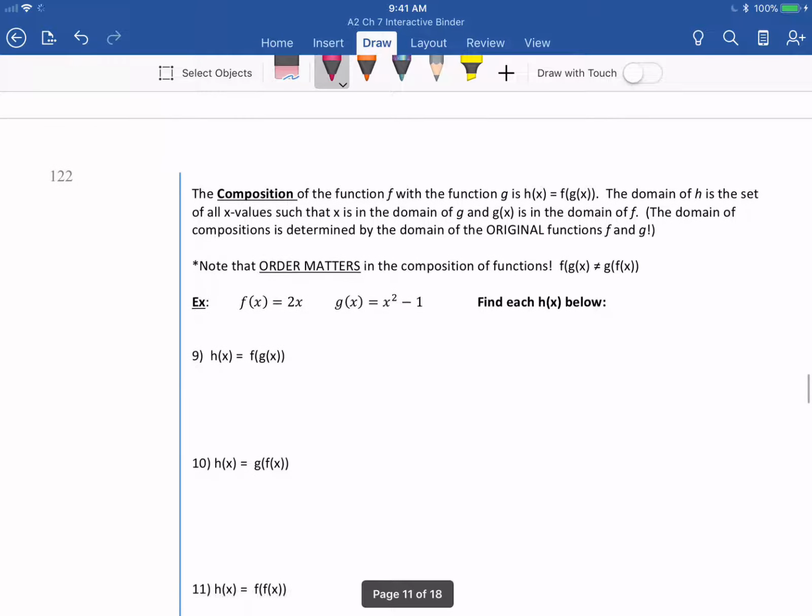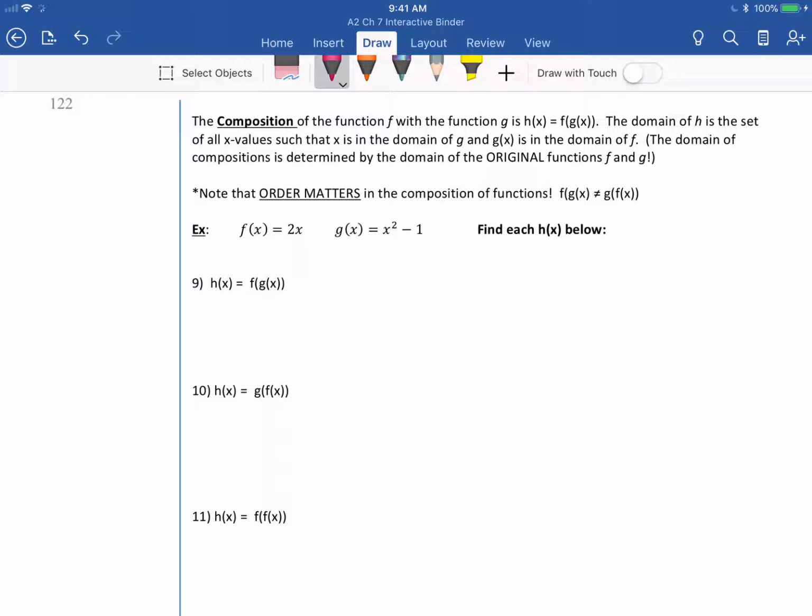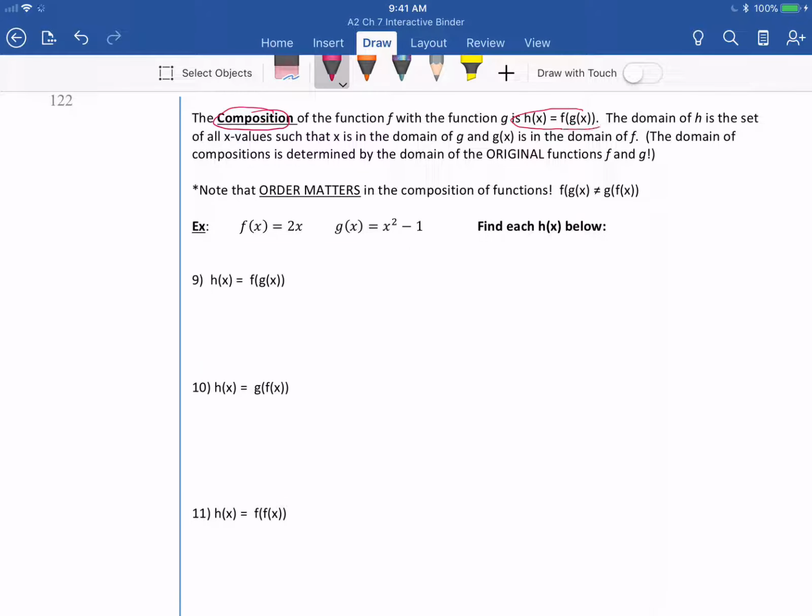All right, so as I scroll down here to the last page of notes, it has this big new vocabulary word, compositions. Compositions are like this: h of x equals f of g of x. So notice it's not f of x, it's taking f of g of x. And really what this means is that f of g of x means you're going to plug in g of x to every x in f of x.